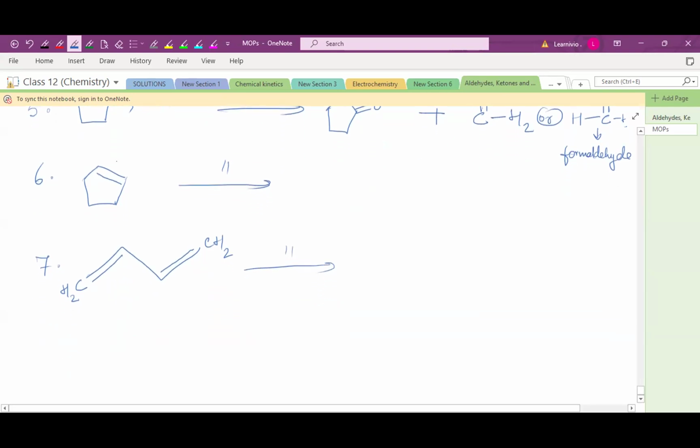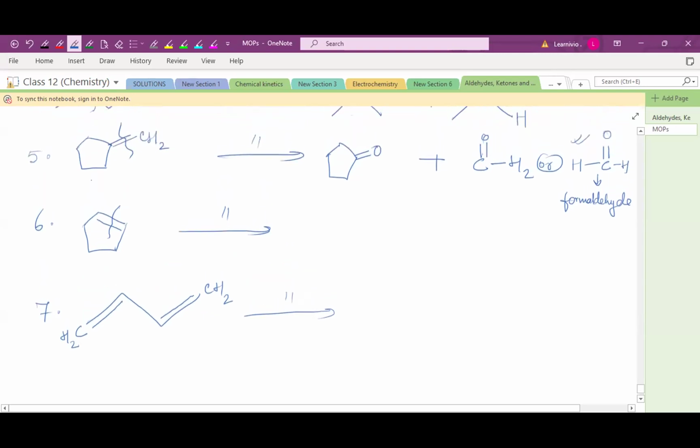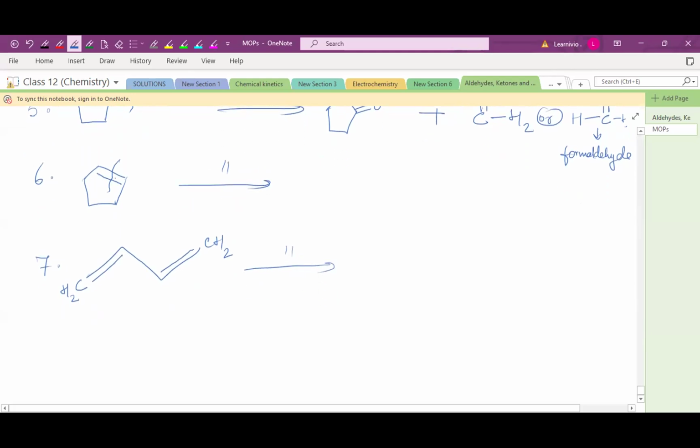What about the sixth one? Break this bond. Now concentrate over here. This is a cyclic structure, right? And in the cyclic structure, there is a double bond. But in the fifth question, the double bond, basically the alkene, was outside the cyclic ring. But here in the sixth question, it is inside the cyclic structure. So when you break this bond, suppose this is the first carbon, second, third, fourth, and fifth. The mechanism will be very simple and easy. Same mechanism you will follow.